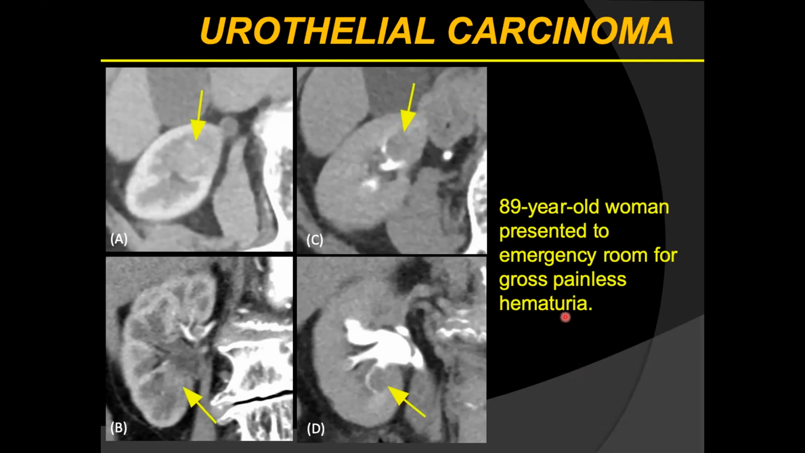Now, this is a case of an 89-year-old woman who presented to the emergency room for gross painless hematuria. You can see axial and coronal corticomedullary phase images, which show a subtle enhancing mass in the lower pole caliceal region. Okay. On the excretory phase images, you can see that this mass encases and narrows the lower pole calyx. On post-operative histopathology, this revealed a high-grade urothelial carcinoma, which had invaded deeply into the renal cortex.